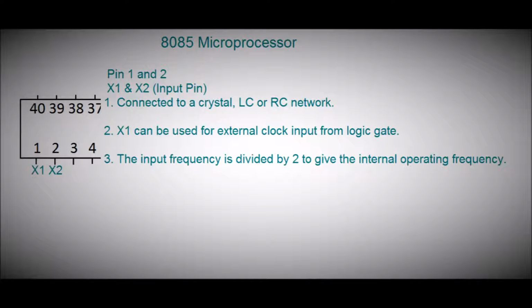Pin 1 and 2. X1 and X2 input pin. 1. Connected to a crystal, LC or RC network. Crystal or RC network connections to set the internal clock generator. 2. X1 can be used for external clock input from a logic gate. 3. The input frequency is divided by 2 to give the internal operating frequency. Suppose we give 50 Hz frequency to the input pin of X1 and X2. Then 50 Hz is divided by 2 and gives 25 Hz as the internal operating frequency.